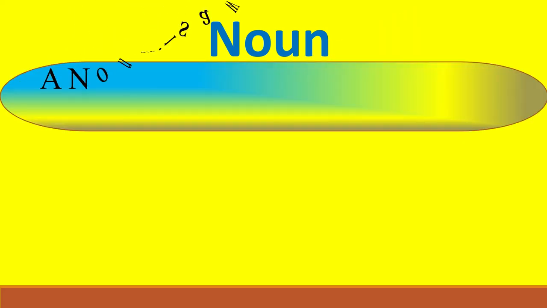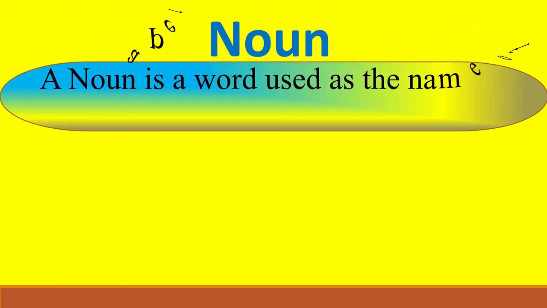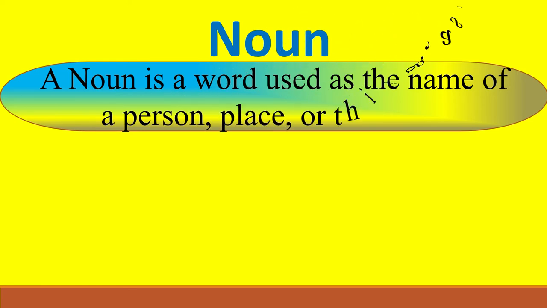Look here. One by one, let us see. What is a noun? What is a noun? A noun is a word used as the name of a person, place, or thing.